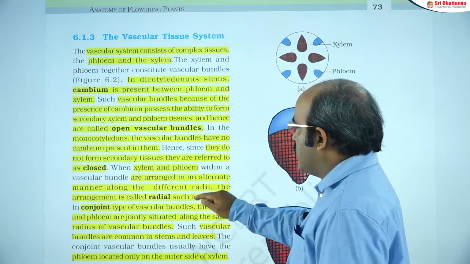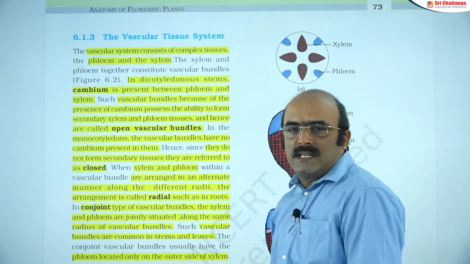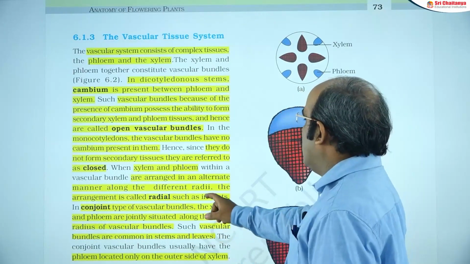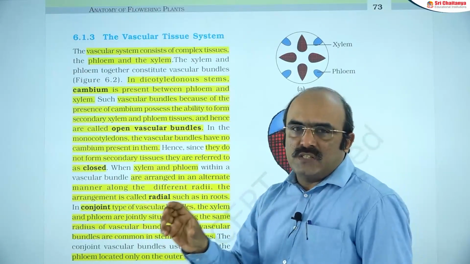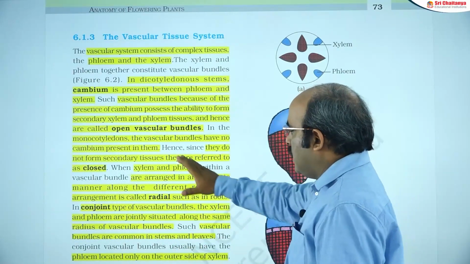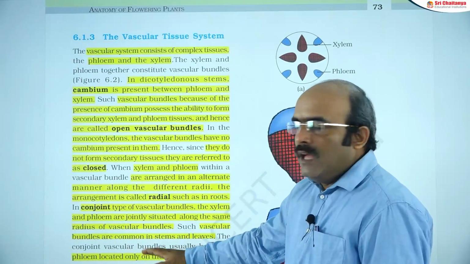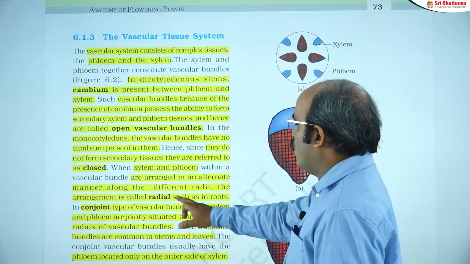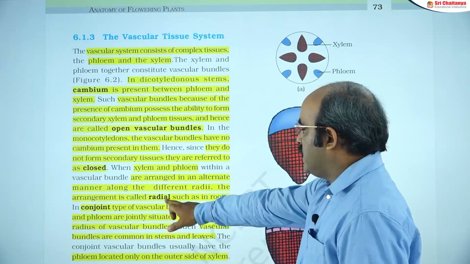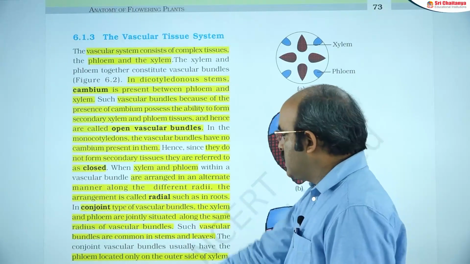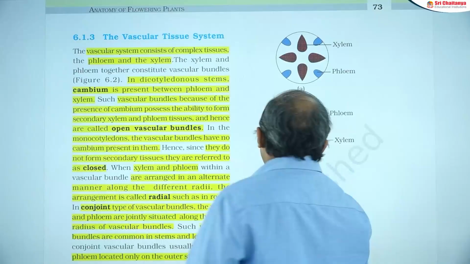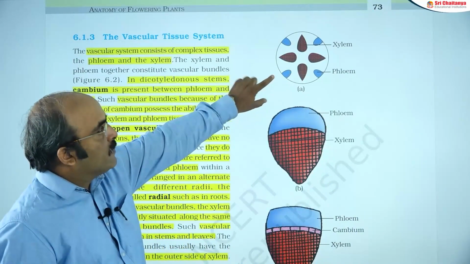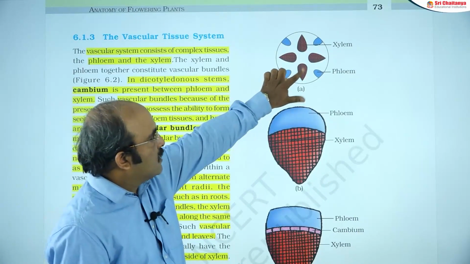Now, when you consider the types of vascular bundles based on how the xylem and phloem are arranged in the vascular bundle, they can be mainly divided into the following types. One is called the radial type of vascular bundle. The second one is called the conjoint type. You could see the first diagram here. This is the radial type of vascular bundle.